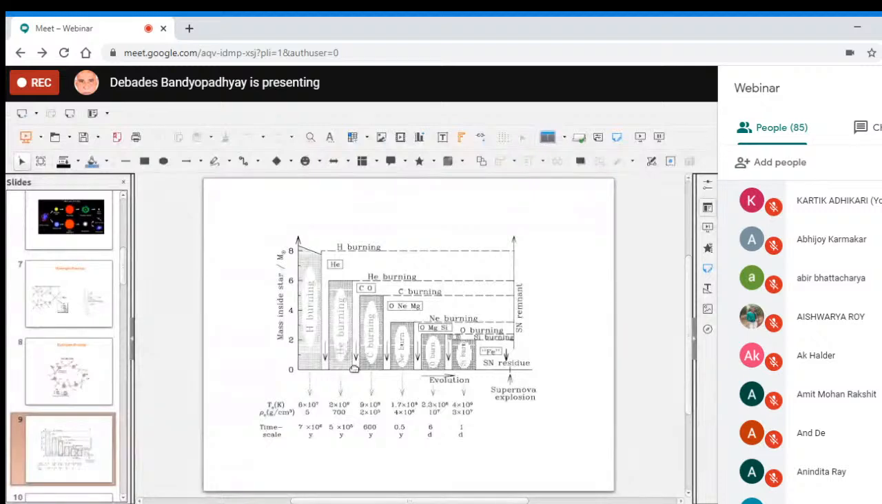Now, if we go to a heavier element, for example carbon, we can see that the time scale for this burning is 600 years. The time scale is decreasing. On the other hand, the temperature and density are increasing at the center of the star. When silicon burns into an iron nucleus, the central temperature is of the order of 10 to the power 9 degrees Kelvin, and the density is of the order of 10 to the power 7 grams per centimeter cube. And this silicon burning to iron completes in one day.